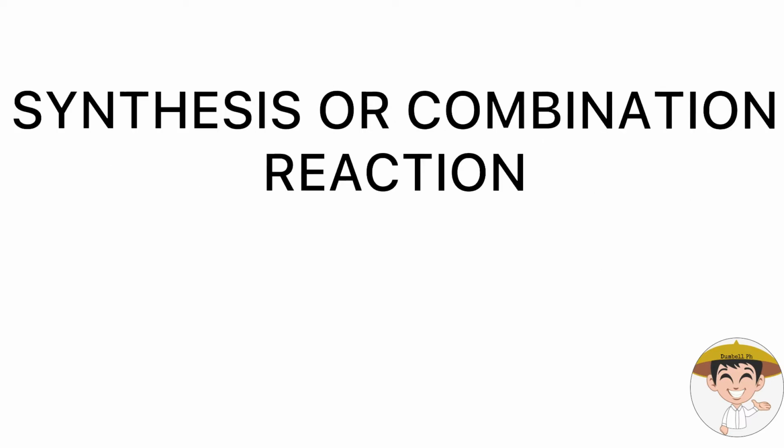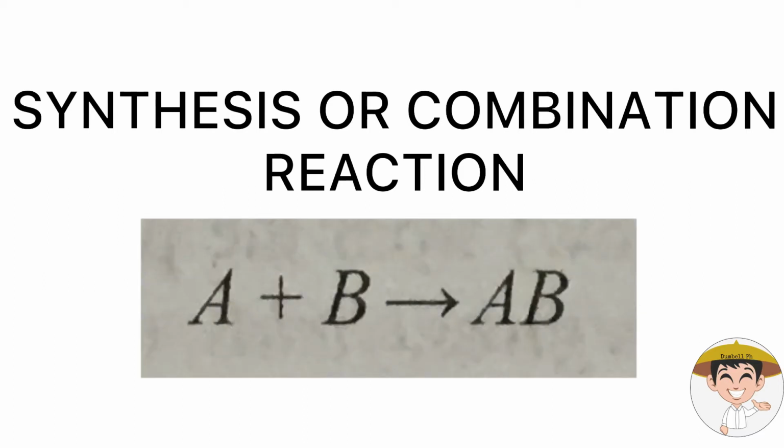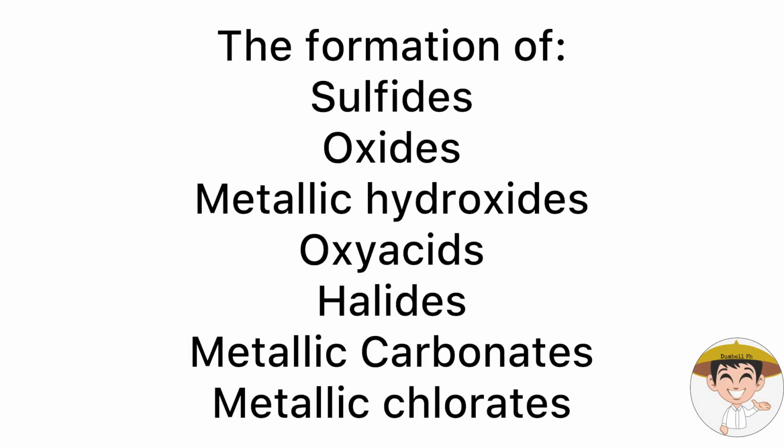A synthesis or combination reaction is a type of chemical reaction where 2 or more reactants form a single product, and it has a general equation of A plus B to AB. The formation of sulfides, oxides, metallic hydroxides, oxyacids, halides, metallic carbonates, and metallic chlorates are examples of synthesis reactions. So here are examples.